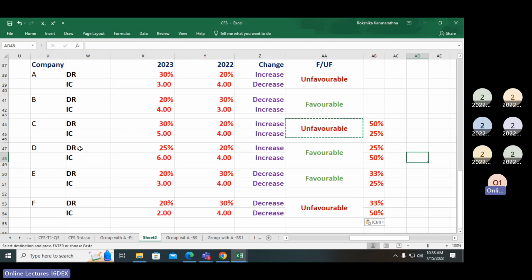Debt ratio of the company increases from 20 to 30 while interest cover decreases from 4 to 3. So this is a favorable change.